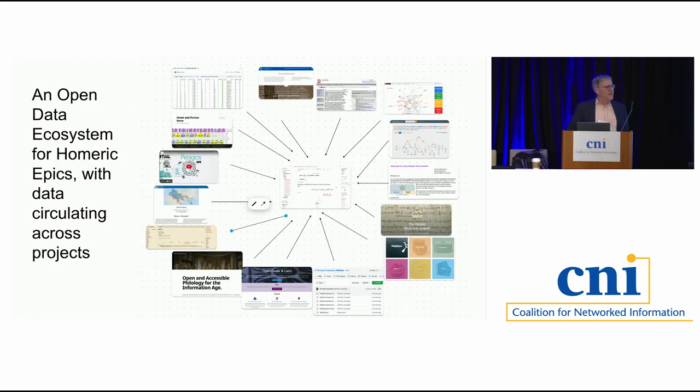But the thing which really came home to me as I was working on this project, and we used Homeric poetry to start with, because a lot of work has been done on Homeric poetry, there's a lot of open data, and it's an interesting set. And this is a list of, I think, 15 projects from which we're drawing data. And what's particularly interesting is a lot of this data is round-tripping. It's data people got from us, they changed it, they added their own data, we get it back, and you can see data moving from one project to another.